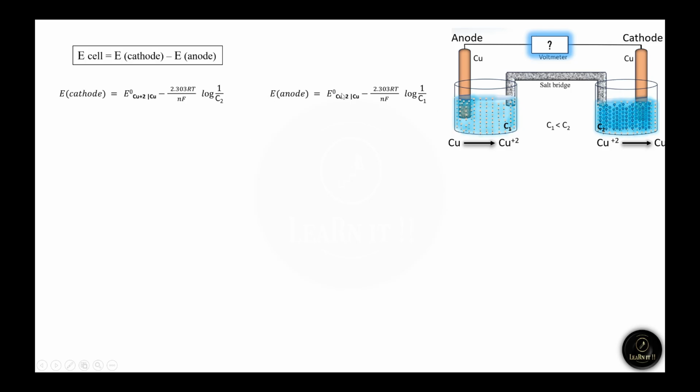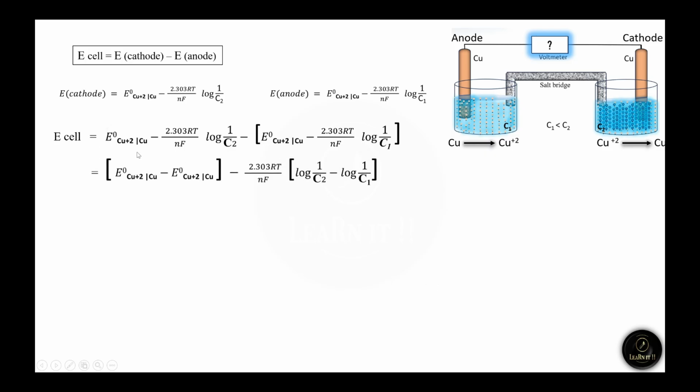E of the anode is E naught of copper minus 2.303 RT divided by NF log of 1 divided by the concentration C1, the left hand side. So E of cell is equal to E naught of copper minus 2.303 RT by NF log 1 by C2, minus, in brackets, E naught of copper minus 2.303 RT divided by NF log of 1 by C1. Bracket complete.